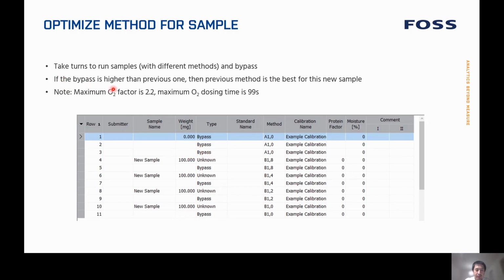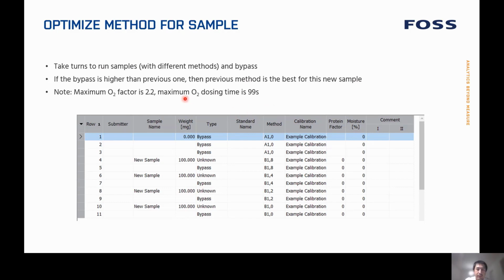If the bypass is higher than the previous one, then the previous method is the best for the samples. Because if the bypass is higher, that means there is a carryover in the system; the combustion is not complete for this one. Then you should use the previous one to ensure the combustion is complete. Also note there is a maximum oxygen factor of 2.2. You cannot use one higher than 2.2. Also, for the oxygen dosing time, there is a limit of 99 seconds.